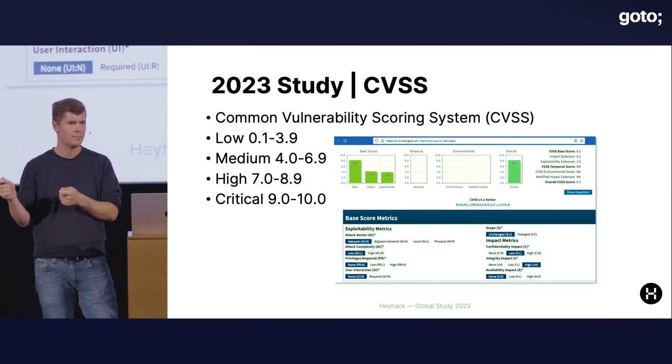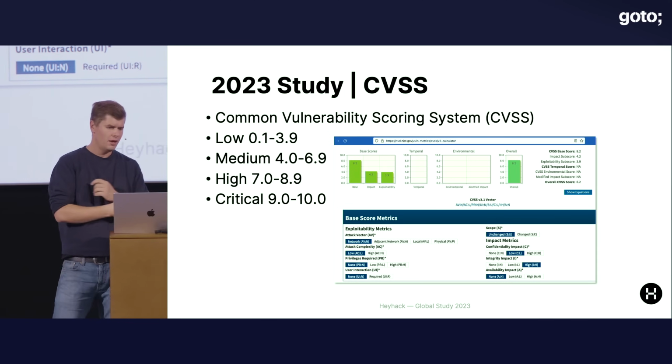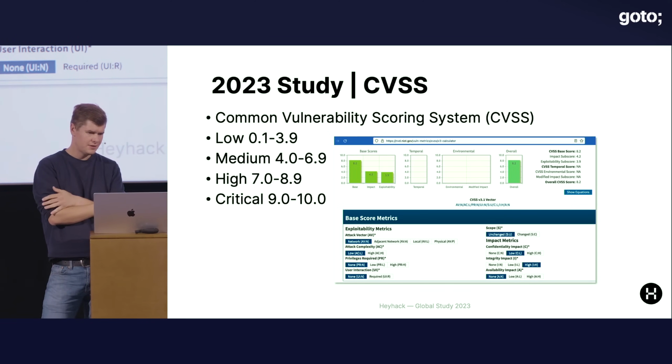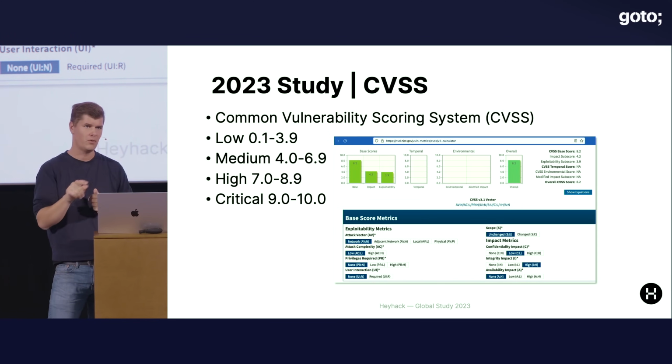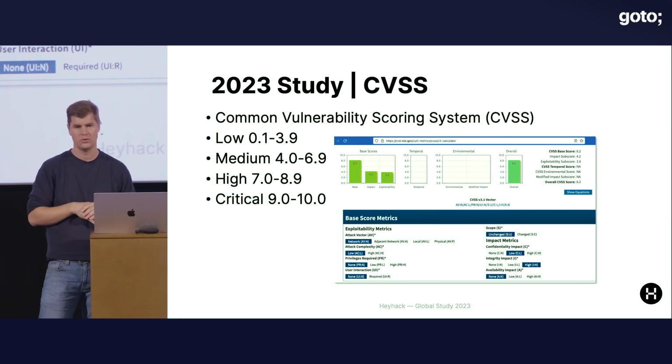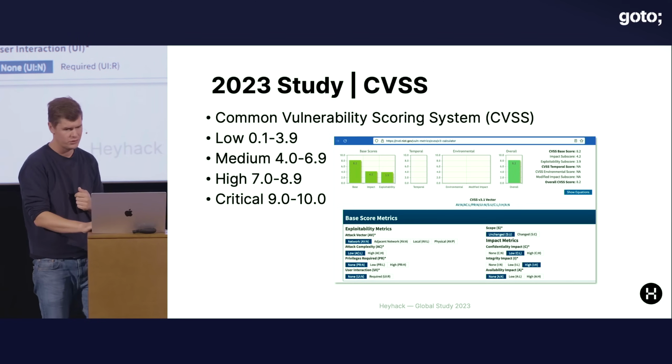So the NIST, the organization in the US, they have this calculator where you can basically set the values for these different parameters, and ultimately it's going to result in a score. And this score is commonly used to prioritize the importance of different issues.